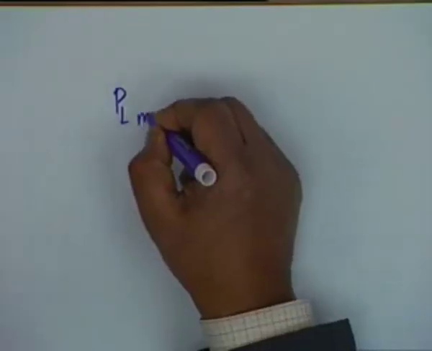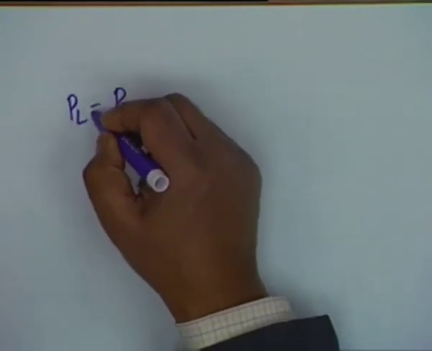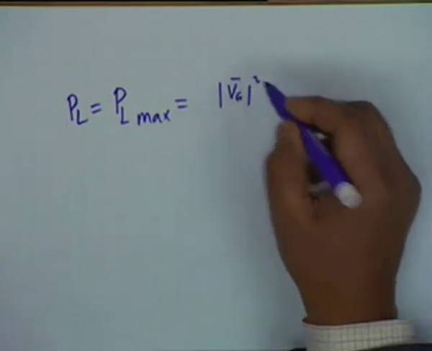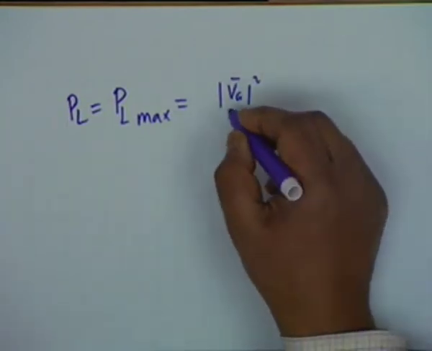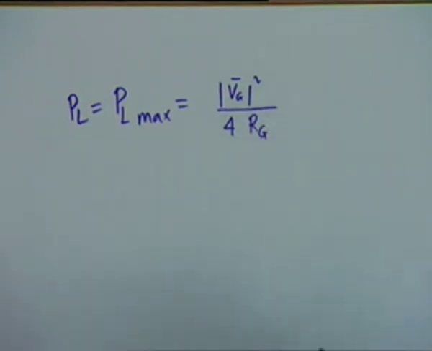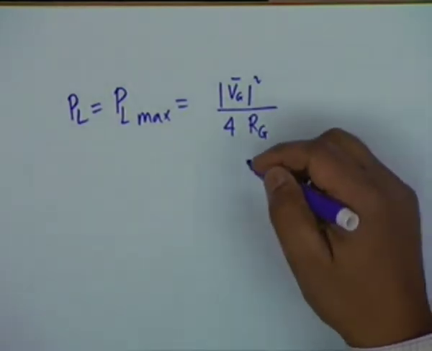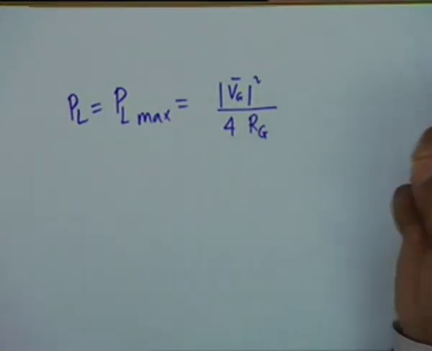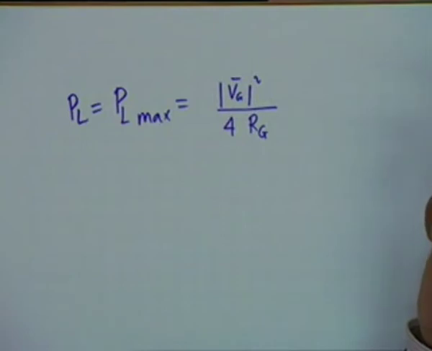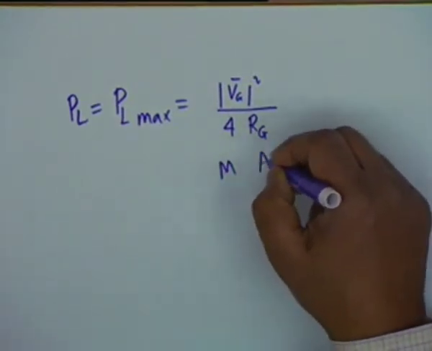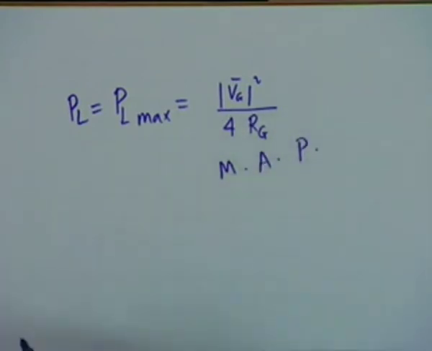therefore we can write PL equal to PL max equal to Vg squared. If you put Rg equal to RL, then you get Vg squared by 4 Rg, Vg squared by 4 Rg. Why? Because Rg equal to RL, so twice Rg whole squared is 4 Rg squared, and cancels with RL, so 4 Rg, and this is called the MAP, the maximum available power from the source. You cannot draw more than this.